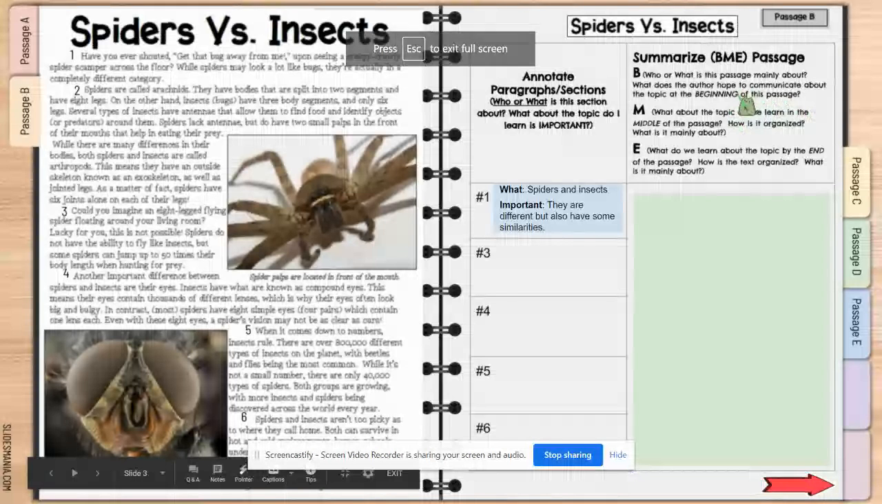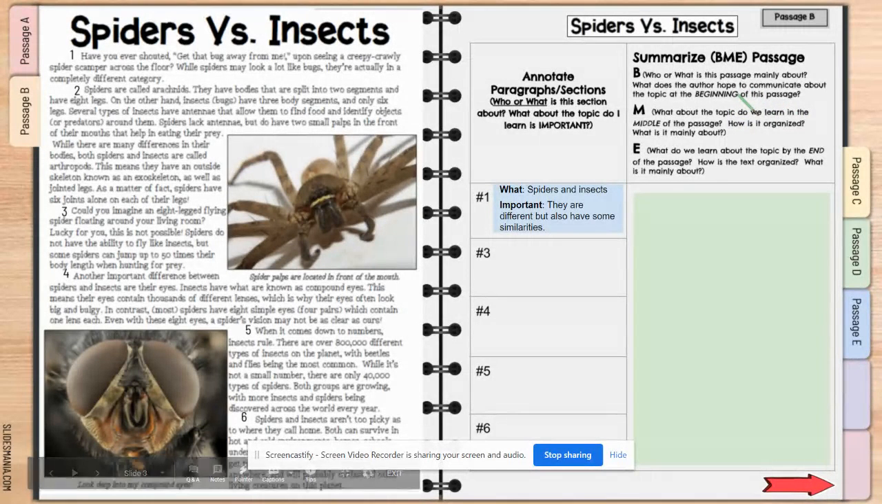Could you imagine an 8-legged flying spider floating around your living room? Lucky for you, this is not possible. Spiders do not have the ability to fly like insects, but some spiders can jump up to 50 times their body length when hunting for prey.